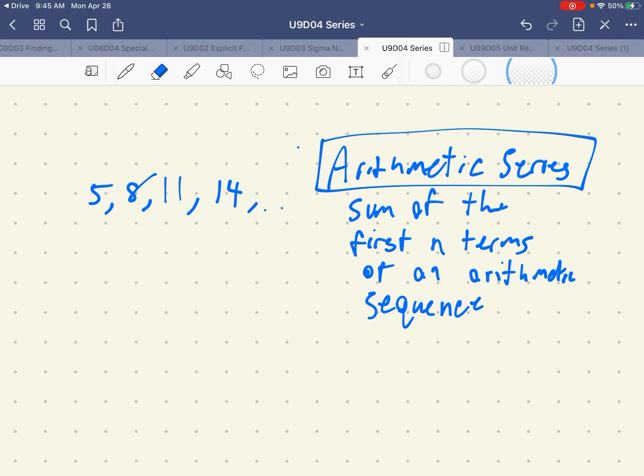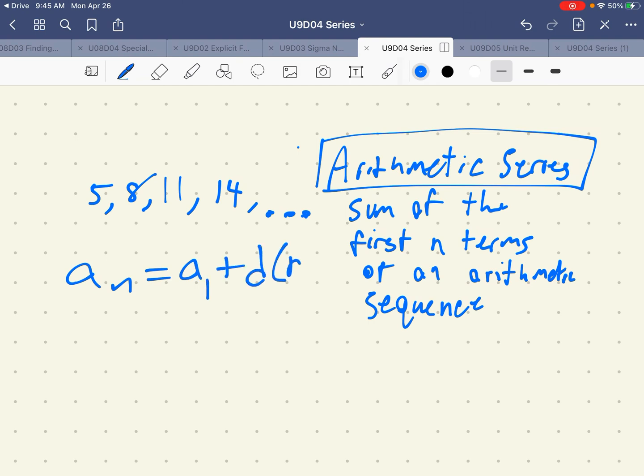We have the sequence 5, 8, 11, 14. If you look closely, you'll see that the pattern from term to term appears to be that you add 3, making this an arithmetic sequence. Meaning if we wanted to find any term in the sequence, it is the first term plus the common difference times n minus 1.